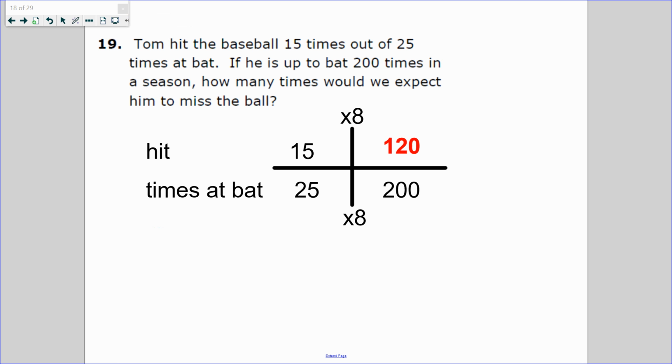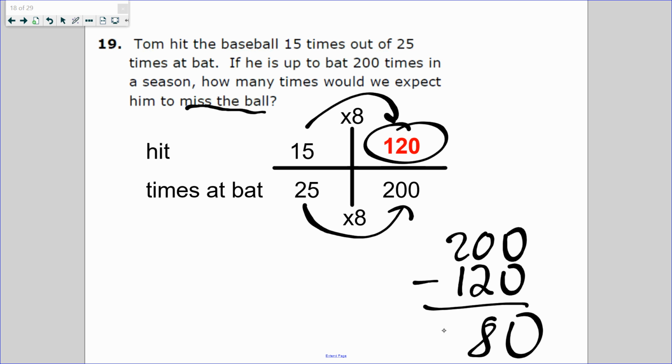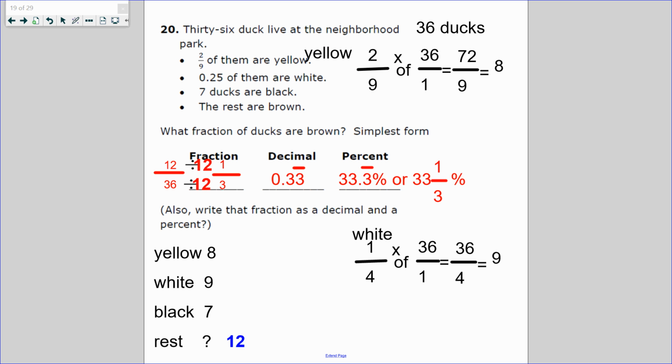And 19. Tom hit the baseball 15 times out of 25 times at bat. If he's up to bat 200 times in a season, how many times would you expect him to miss the ball? So he hit 15 out of 25, but he's at bat 200 times. So that means how many 25s go into 200? 8 times. He hit 120. If he's at bat 200 times and he hit 120, that means he missed 80.